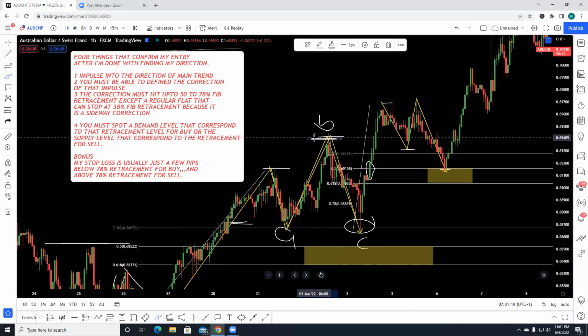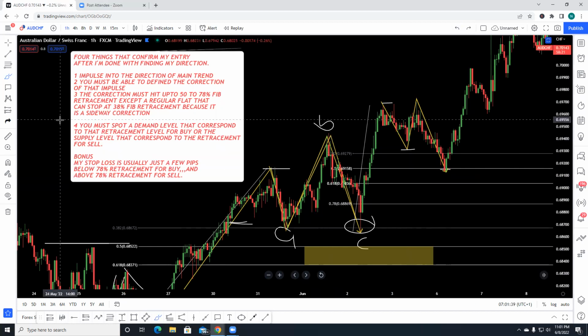This is the structure. This is the resistance here. This particular move has broken it. So that shows that it's a powerful level here because it has broken the structure. Okay, so where is the demand level here that we're able to spot? Let me show you guys.